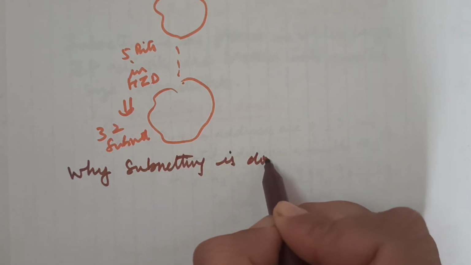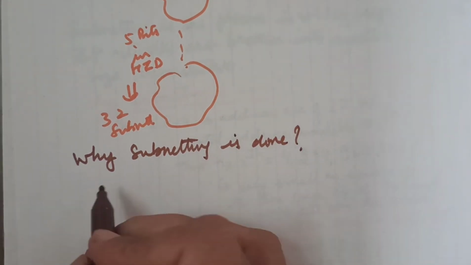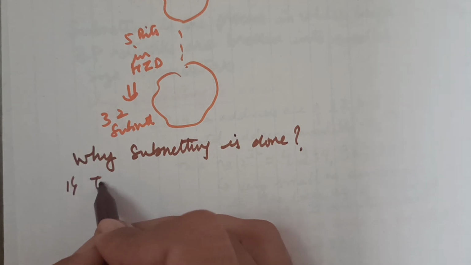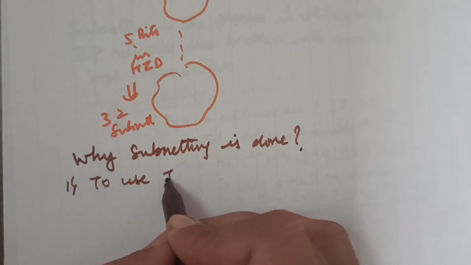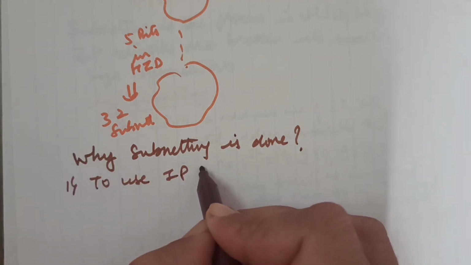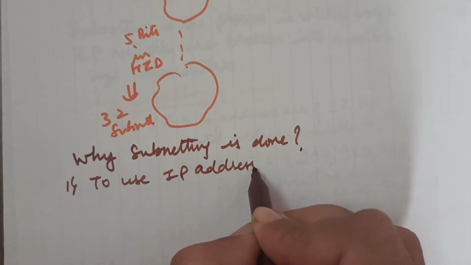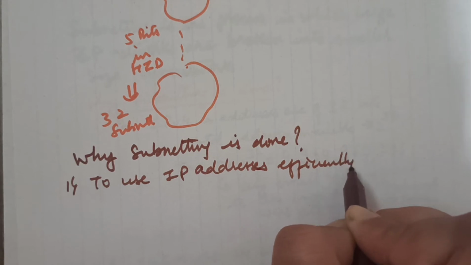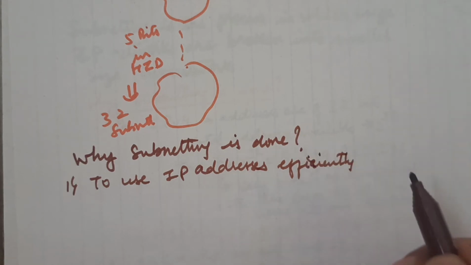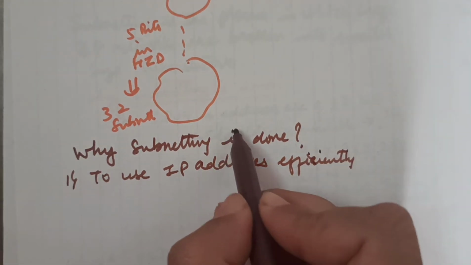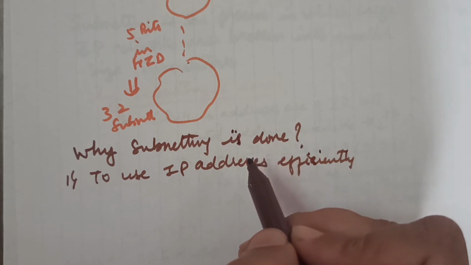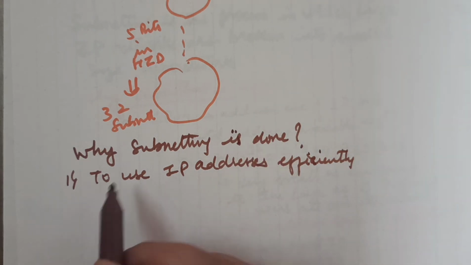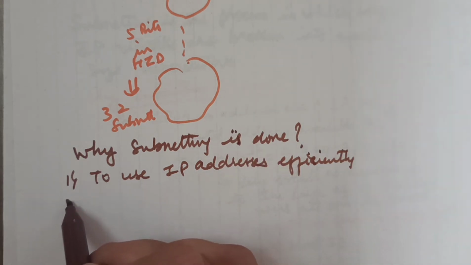Why is subnetting done? Subnetting is done to use IP addresses efficiently. In the above example, you have seen that with subnetting, IP addresses are used efficiently, because without subnetting, if the organization is allocated a large block, then there is more wastage of IP addresses.